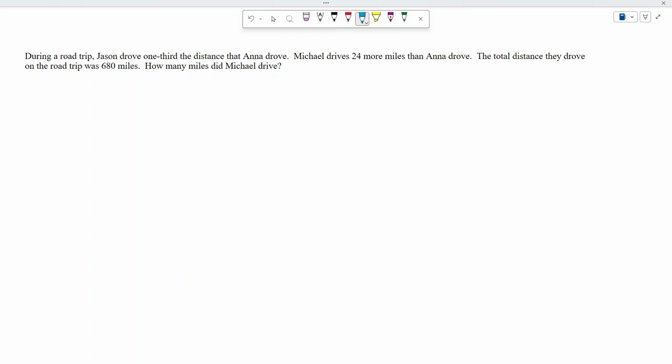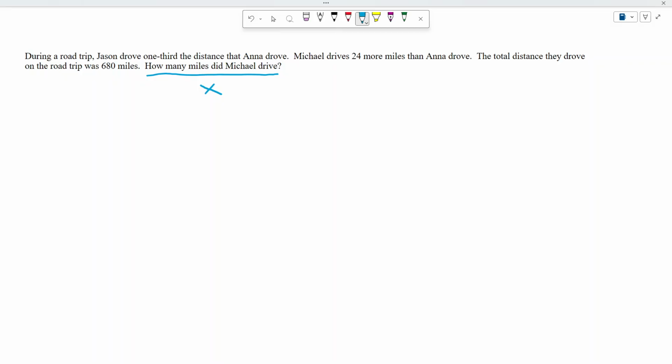All right, I'll do blue this time. Let's highlight some key parts here. We have, how many miles did Michael drive? So that's what they're asking us to find. Like we've been doing, let's make that our x variable. So we're trying to solve for x, which is how many miles Michael drove.